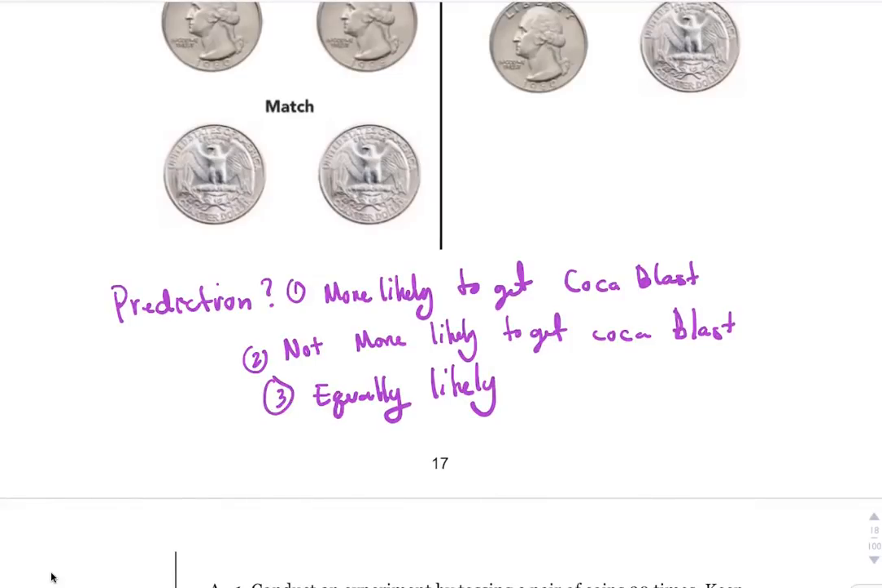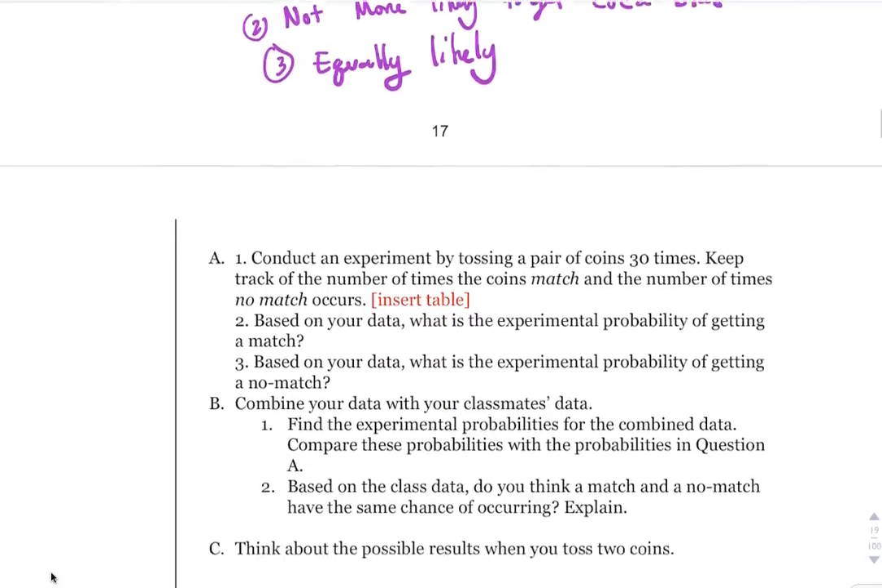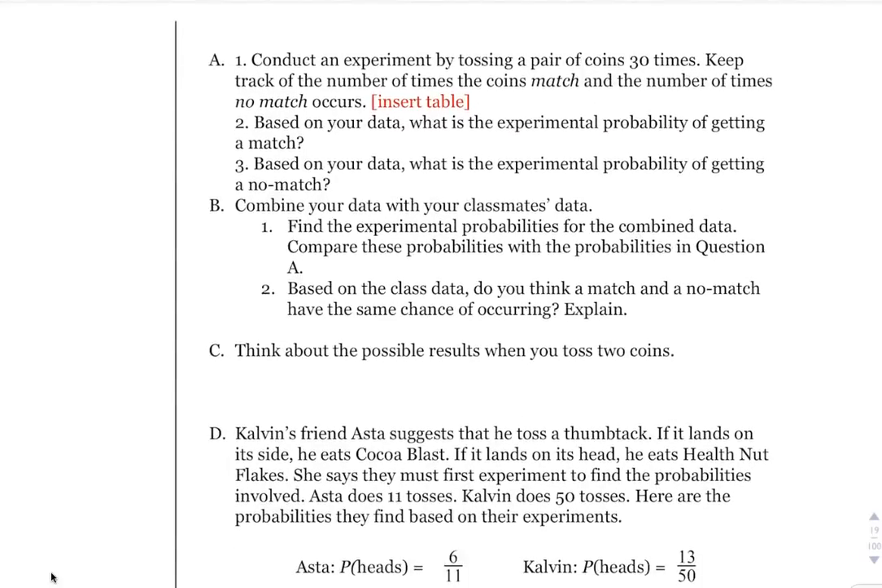All right, we're going to conduct an experiment. Pass out the coins. Everyone should get 1 coin. And we have one little problem here. It says insert table. Okay, we don't have it. I forgot to actually insert the table.